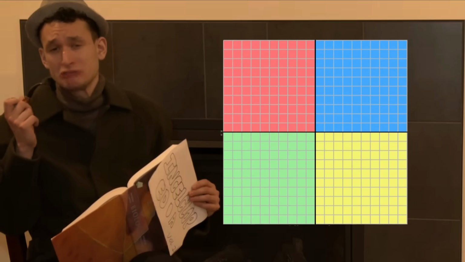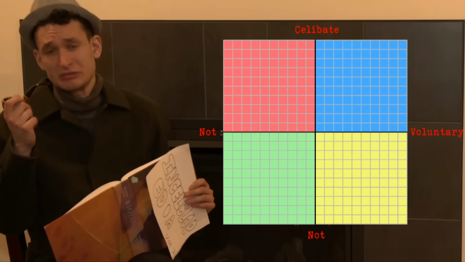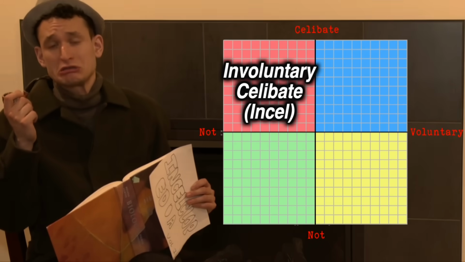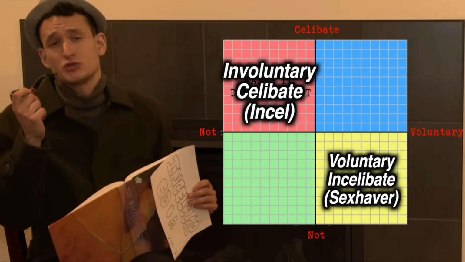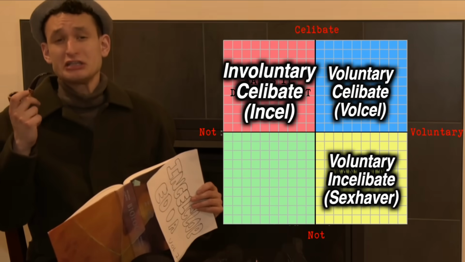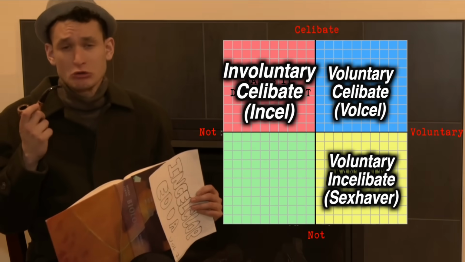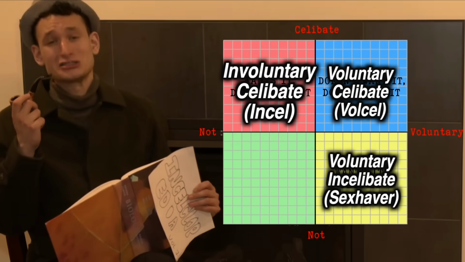Let us begin by examining the term incel as part of a quadrant. The x-axis is voluntary, and the y-axis is celibate. An involuntary celibate is somebody that wants to have sex but cannot, as opposed to a voluntary incelibate who wants to have sex and so does. But there is also something called the voluntary celibate. Voluntary celibates, or volcels, do not have sex because they choose to, or at least that's what they say.